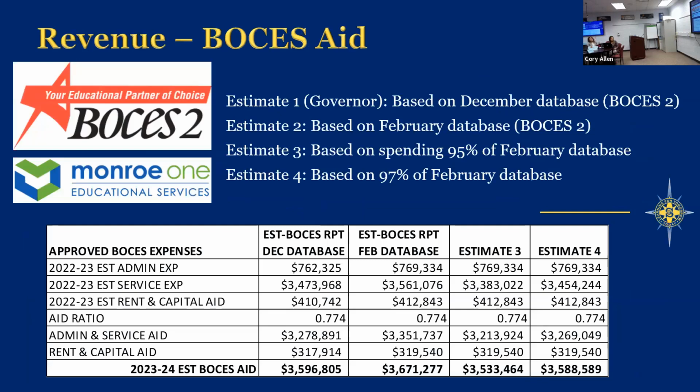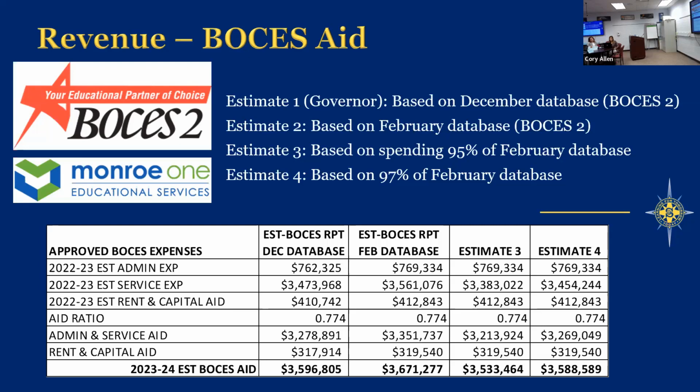So again, first column, it's the governor's run based on what they call the December database. This is information that BOCES enters based on conversations with the business officials for Monroe County. Estimate 2 is based on the February database. So what happens is BOCES submits information in December. That information gets updated, they run that through February, and now they've updated the numbers.